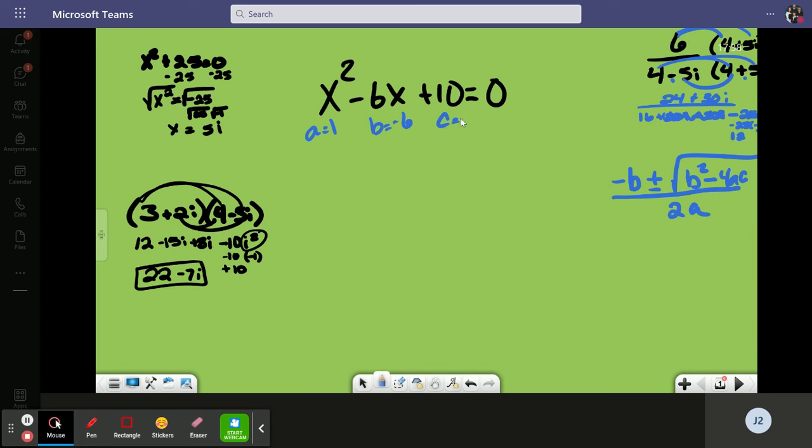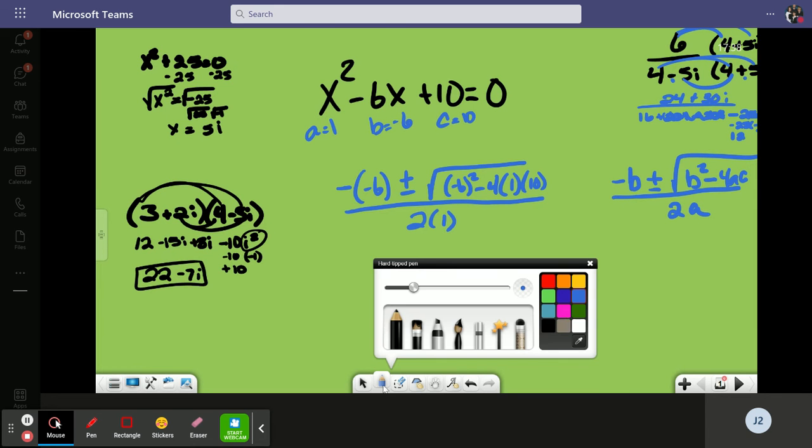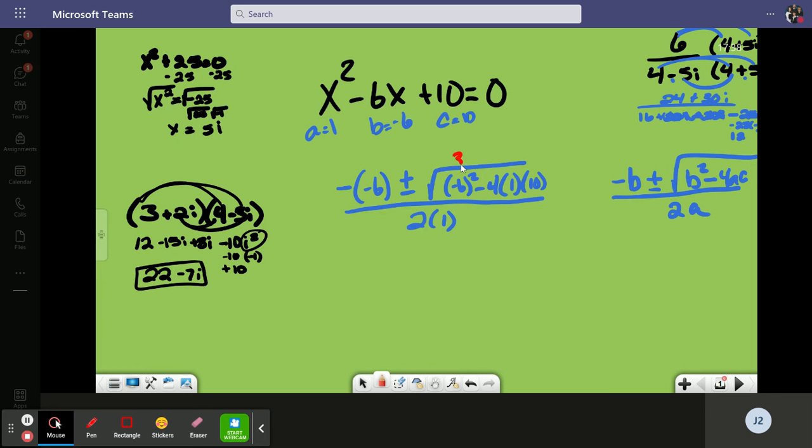And C is 10. So I've got negative, negative 6, plus or minus the square root of negative 6 squared, minus 4 times 1 times 10, all over 2 times 1. All right, my negative 6 squared, that's going to give me a 36, minus 40. So at this point, I have 6 plus or minus the square root of negative 4, over 2.